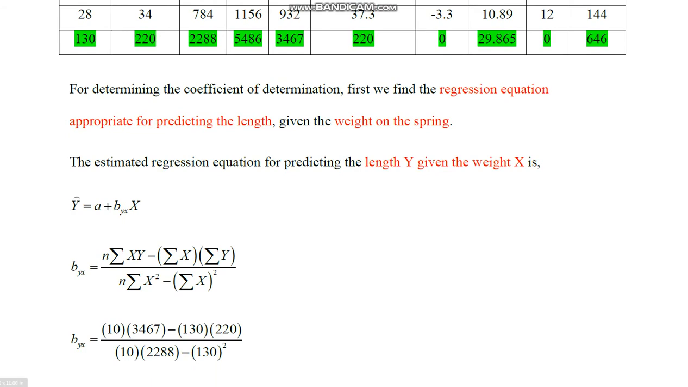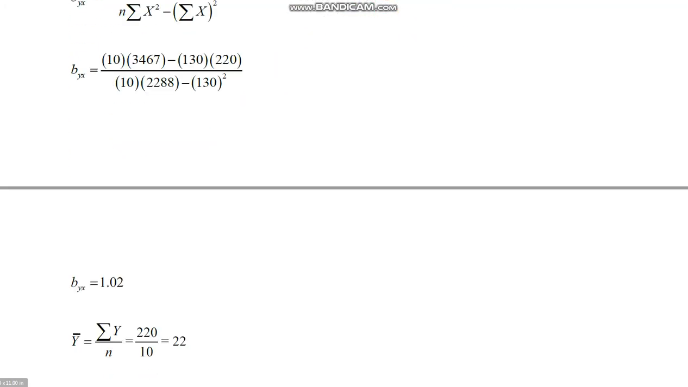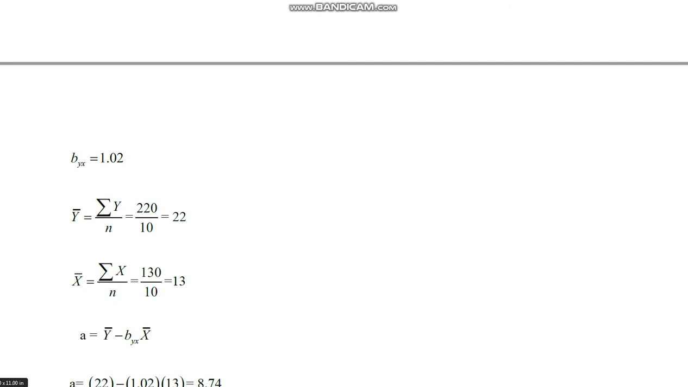n is 10, summation xy is here, summation x is 130, summation y is 220. n times summation x square, here is 2288, minus (summation x) whole square. To simplify these values, we got the slope of the regression line as 1.02.